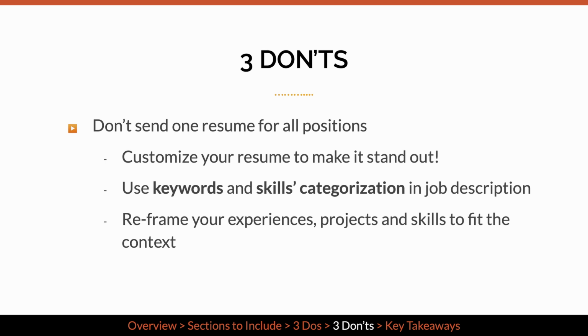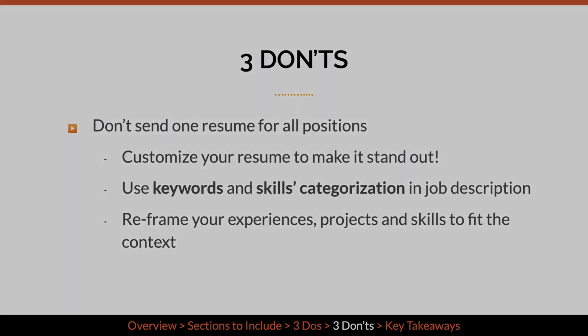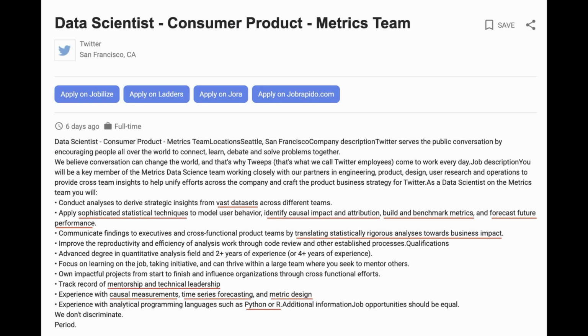Another thing that would be helpful is to reframe your experience, projects, and skills sections to fit the context of a job description better. Let's see an example. Twitter has published this data scientist consumer product position. There are 10 requirements for this role. I'm not going to read through the requirements, but I have highlighted the keywords that can be used in a resume to better fit the position.